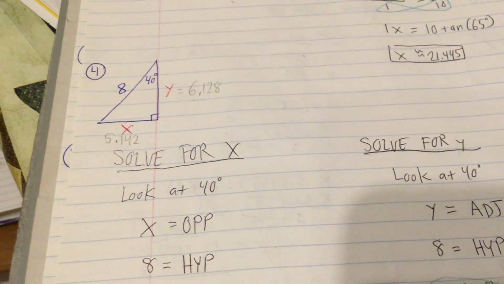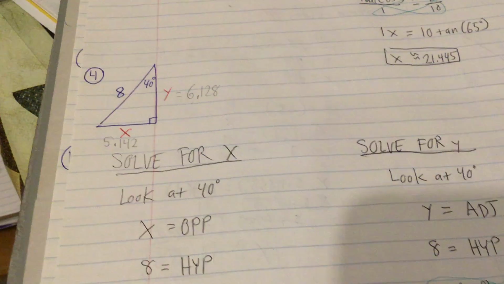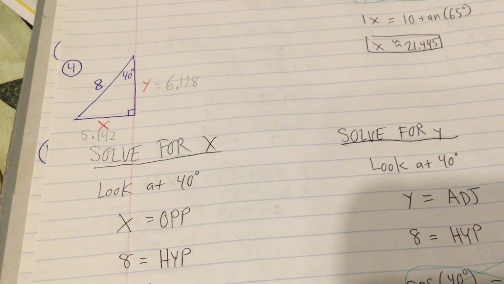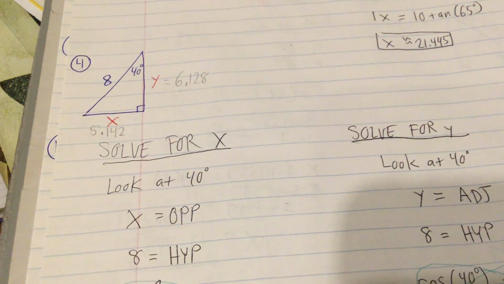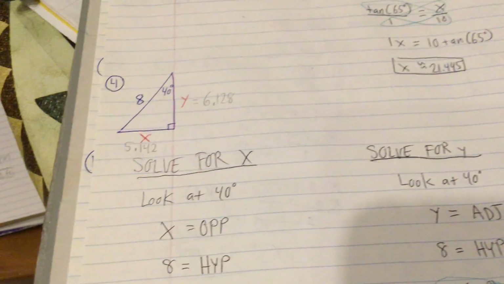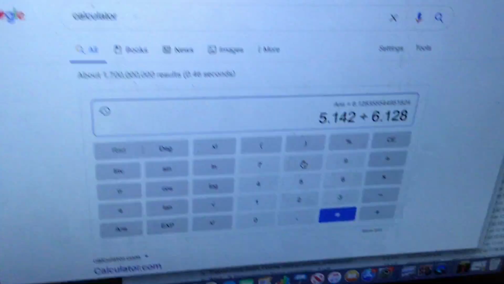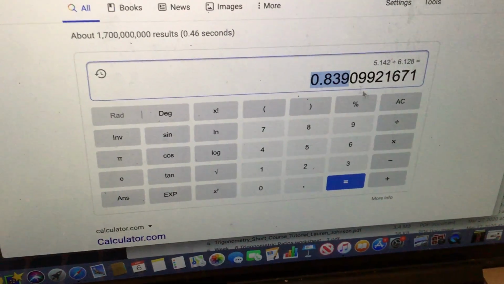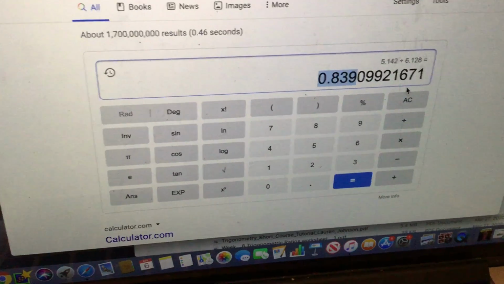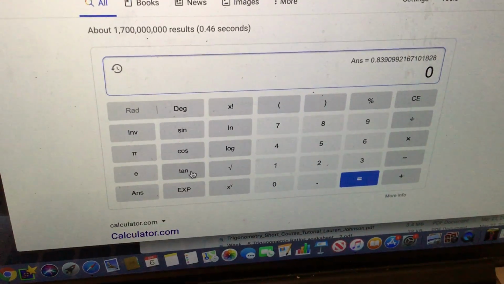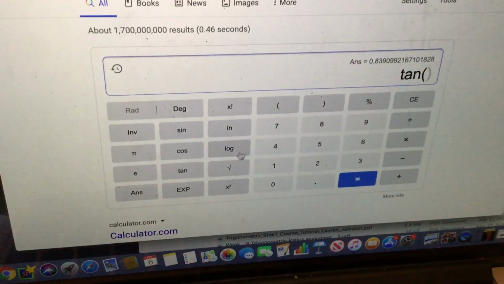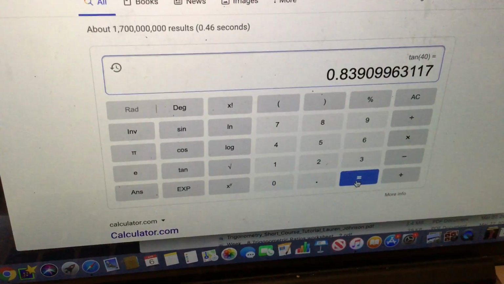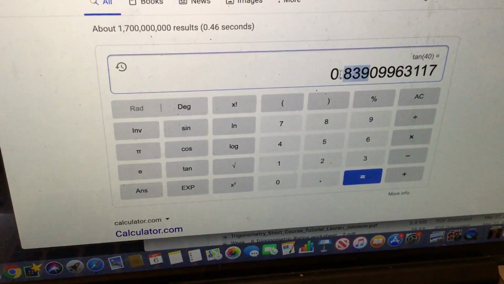I like to use tangent to get that efficiency out of the way, so I'm going to do that. Let me get my calculator set up. I'm going to do 5.142 divided by 6.128, and I'm going to compare that with the tangent of 40 degrees, and hopefully we get the same decimal. I don't really know what that decimal is, but it's about 0.839. I'm going to check my work, and hopefully it's going to be 0.839 as well, the tangent of 40 degrees. There we go. That's how you know you got the correct answer.